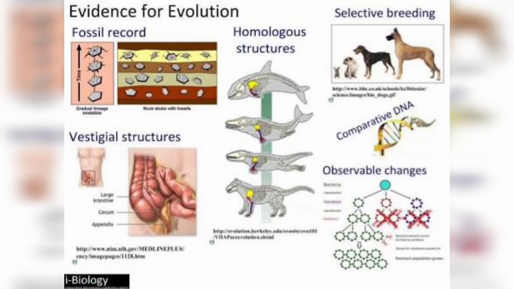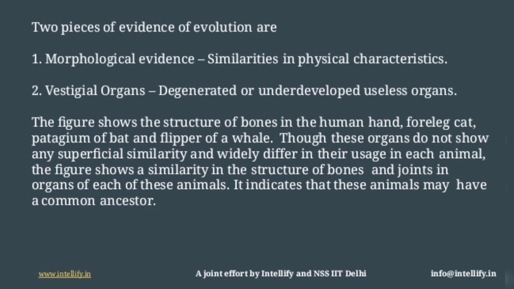Evidences of evolution include the fossil record, selective breeding, homologous structures, vestigial organs and comparative DNA, etc. The figure indicates the structure of bones in the human hand, the foreleg, the patagium of a bat and the flipper of a whale. Though these organs do not show any superficial similarity and widely differ in their usage in each animal, the figure shows a similarity in the structure of bones and joints in the organs of each animal.